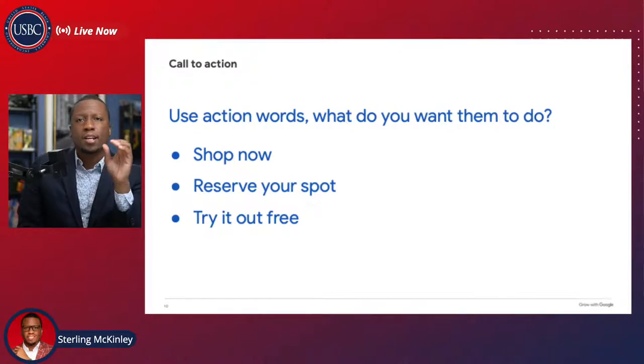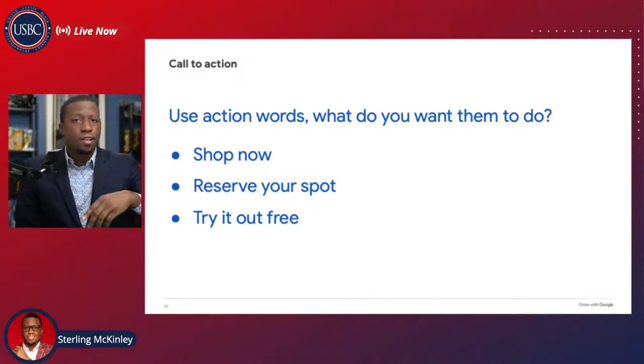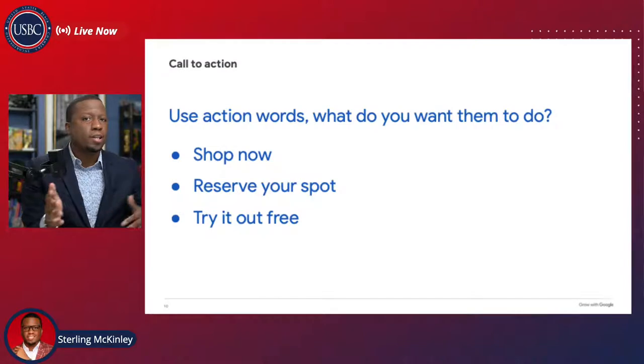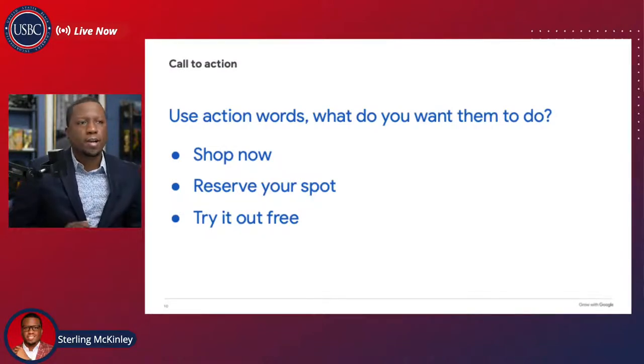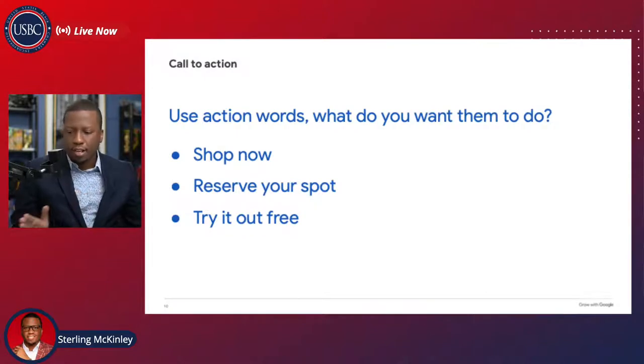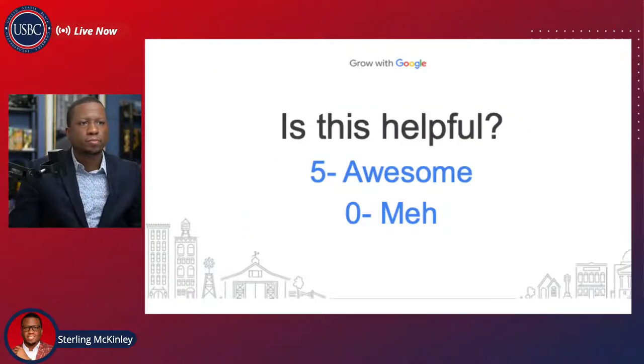And normally the call to action is in a color that stands out. So if you have a button, it will be a red button, a green button, an orange button. You want to make it stand out. And you want to make it so they can click on that button and they can go to your website, social media, YouTube, anywhere, and find out more about what you're talking about. So you want to have a very strong call to action.